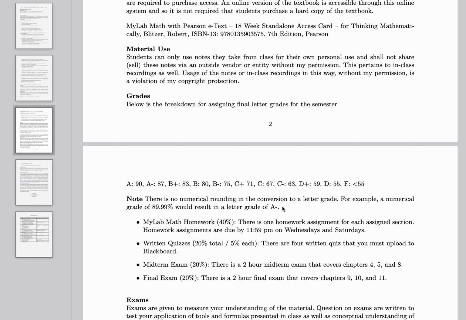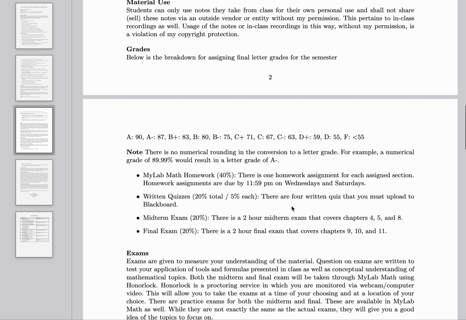We have a departmental policy that says, because this grade is already scaled, we're not allowed to round at the end of a semester. So here, if you get a grade of an 89.99%, since that's not a 90 and we're not allowed to round up, that would still be considered an A minus instead of an A. So this is a departmental policy that I have to adhere to.